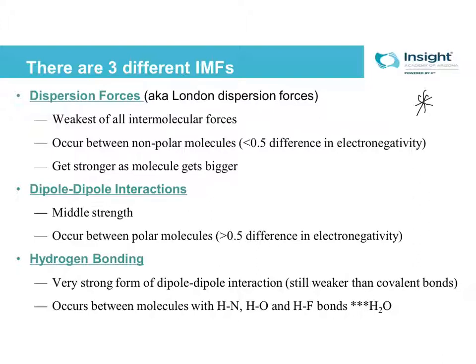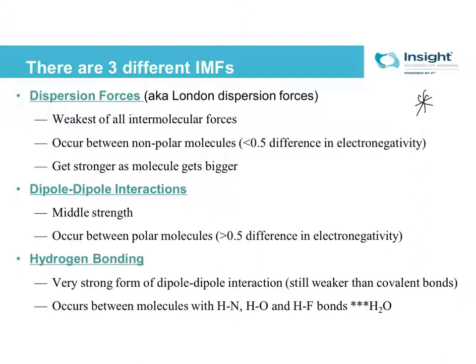Dipole-dipole interactions, or even dipole-ion interactions, are a kind of middle strength. This occurs between polar molecules. This is because you're going to have that partial negative, partial positive end, and that's going to create a little bit of an electrostatic attraction between adjacent molecules. This is medium strength.